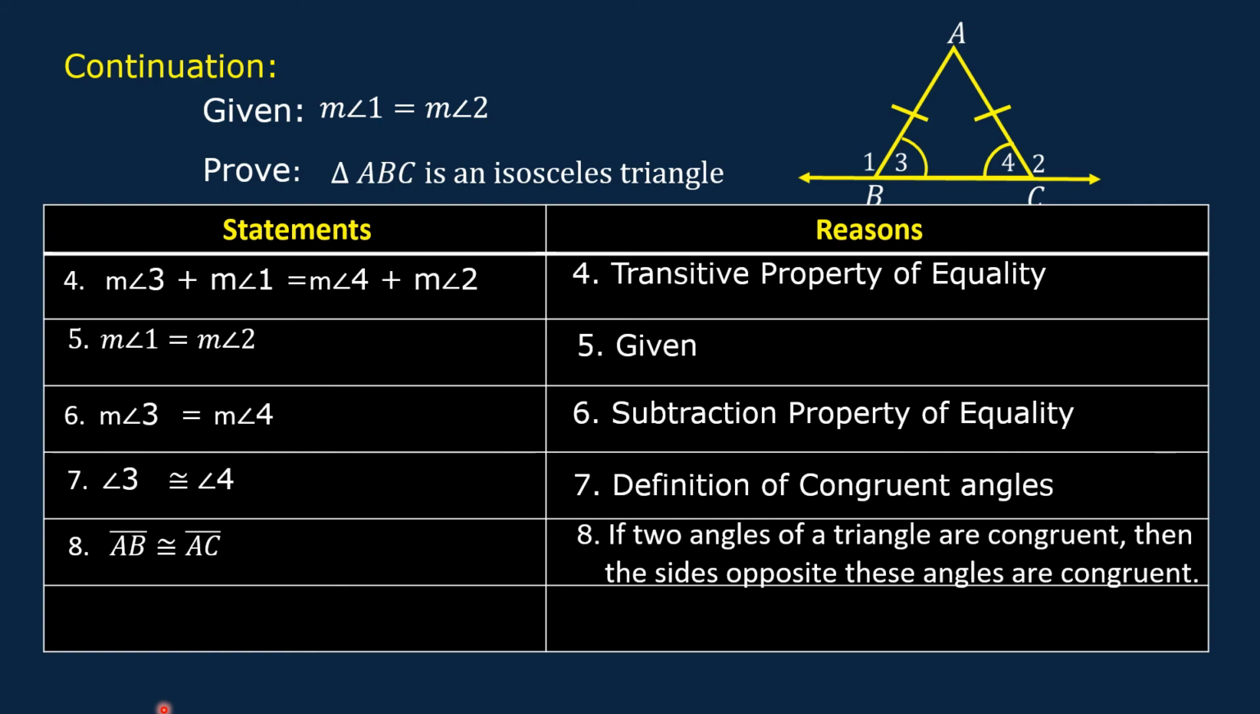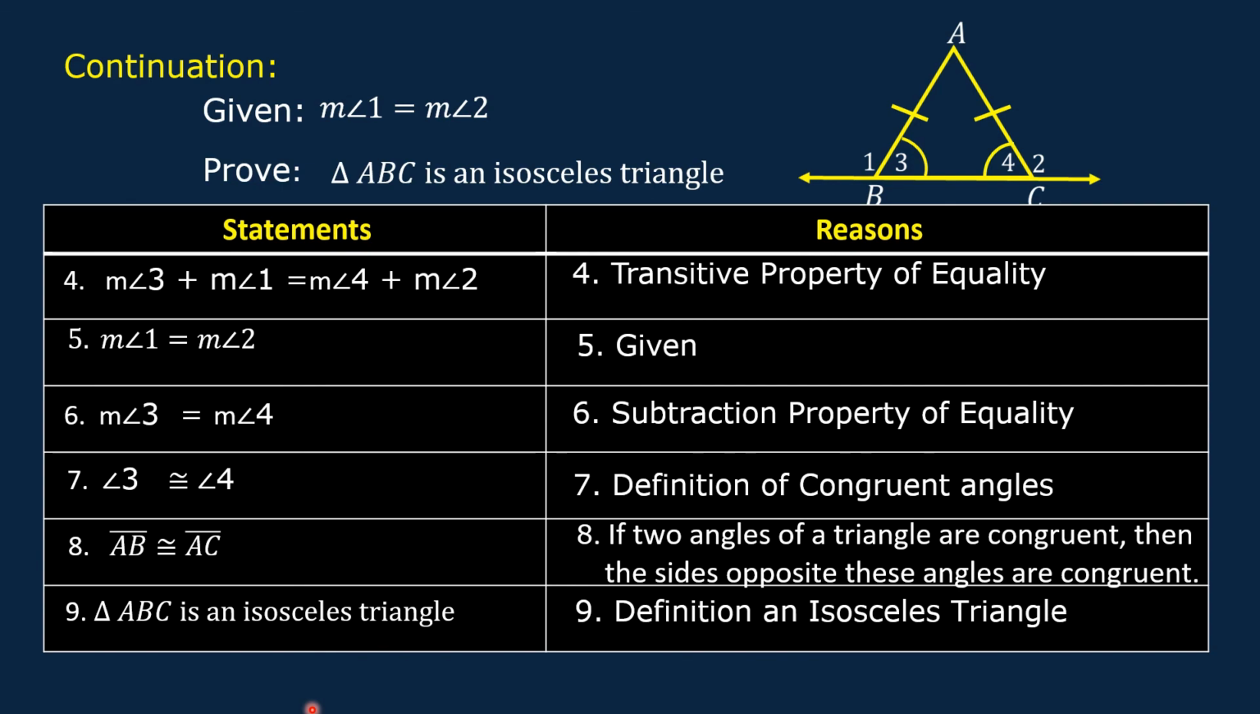For our statement number 9, this is our final statement, we can now say that triangle ABC is an isosceles triangle. The reason, definition of an isosceles triangle. Because according to the definition of an isosceles triangle, a triangle is isosceles if two of its sides are congruent and two of its angles are also congruent.